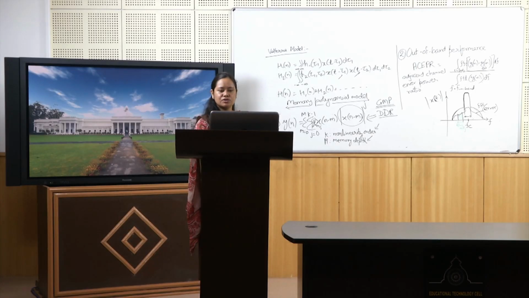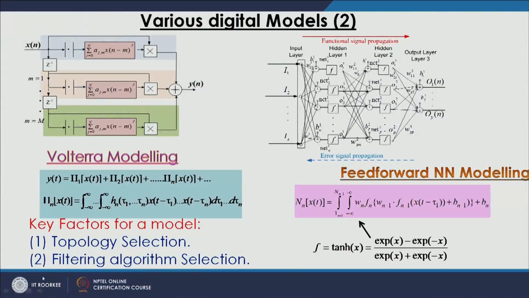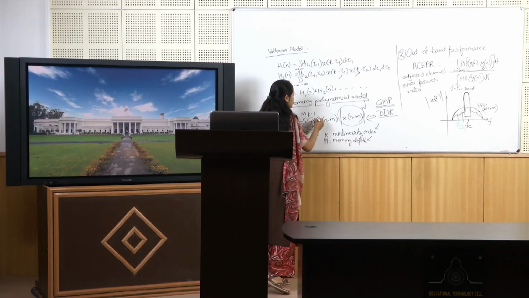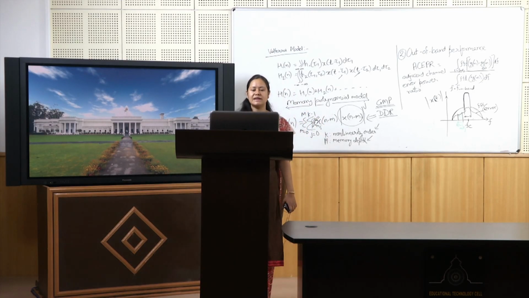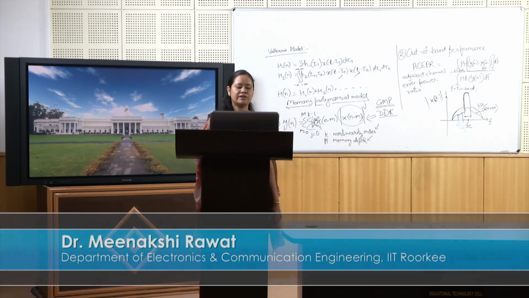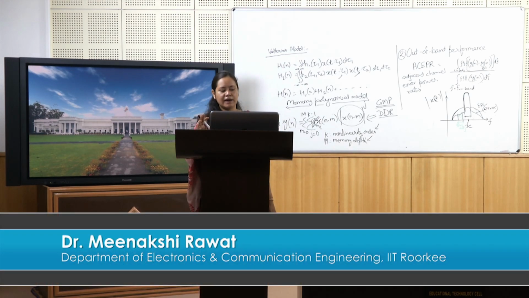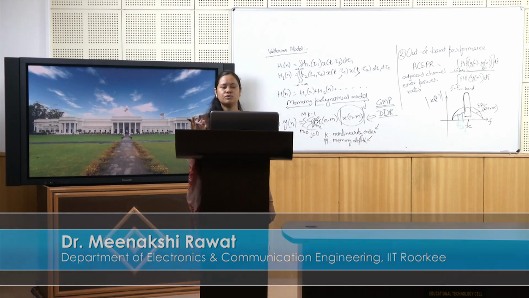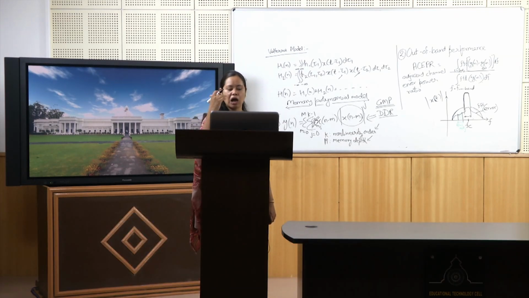Similarly, for neural network models, you have to choose how many layers you want and how many neurons you want to keep in each layer. This is part of the topology selection. Once you have chosen the topology, the second part is the filtering algorithm selection, which is the algorithm by which you actually tune your coefficients. In the next lecture we will cover the filtering algorithm selection, and we will apply a particular algorithm to a particular topology, and we will see how it impacts our PA output linearization.